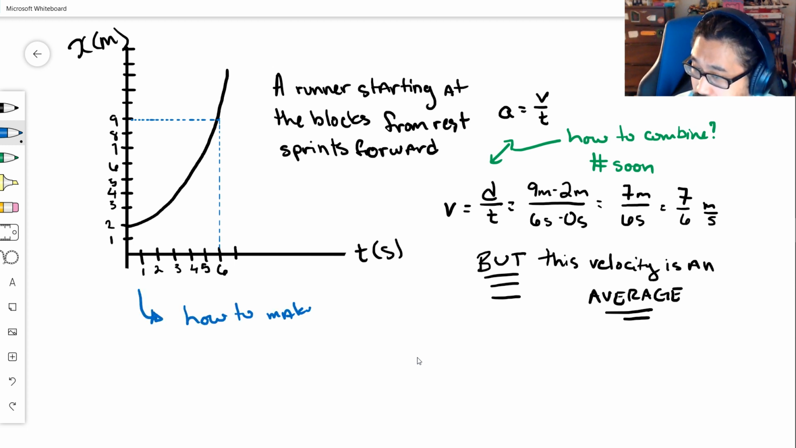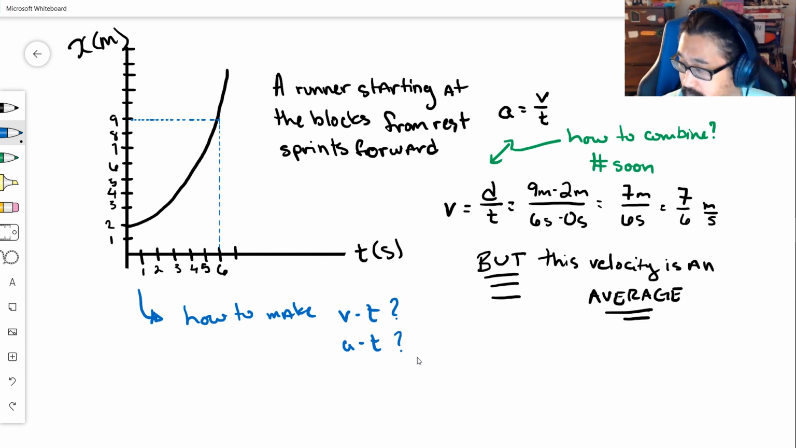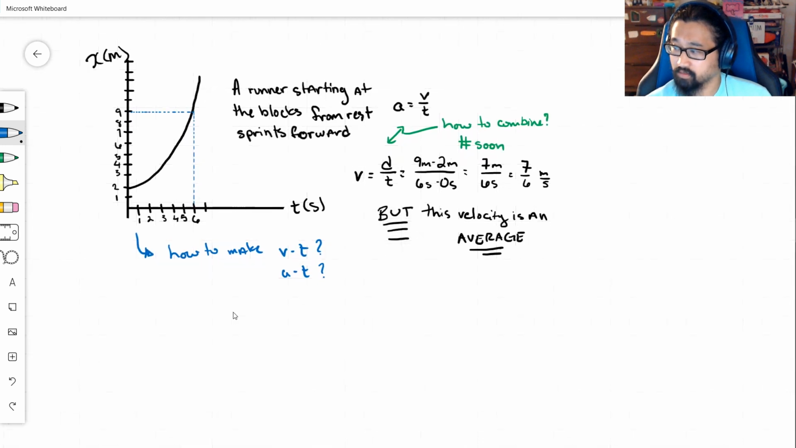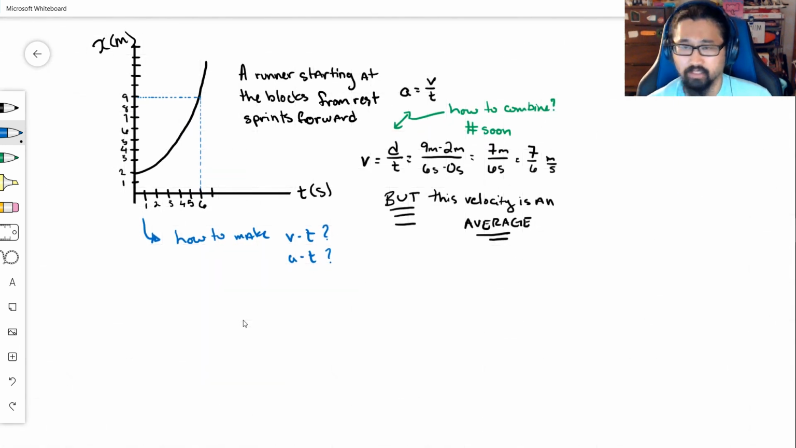what we're going to do is make a velocity time graph and an acceleration time graph. So I'm going to focus on the shapes first. I'm not going to worry about the exact numbers yet. We'll get there eventually, and that will be when we do the math. But right now, let's focus on the graph and the shape.